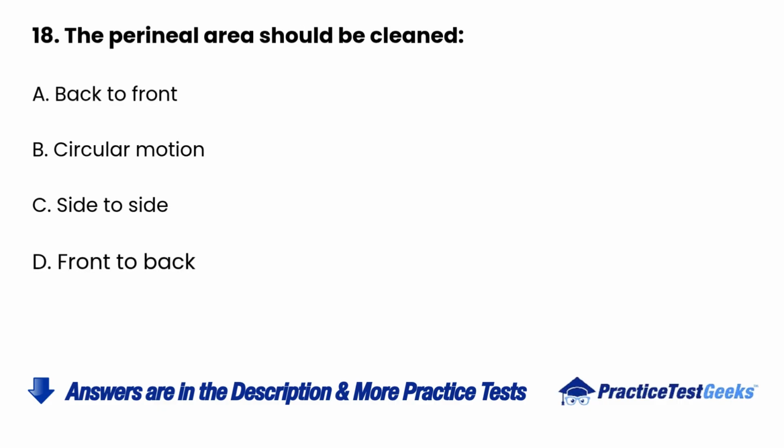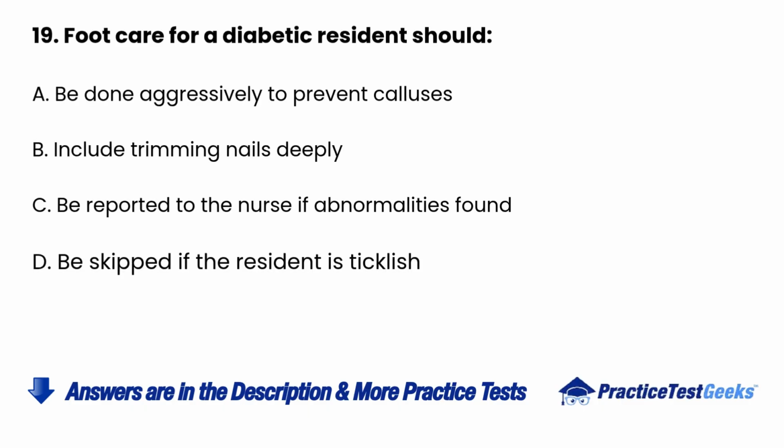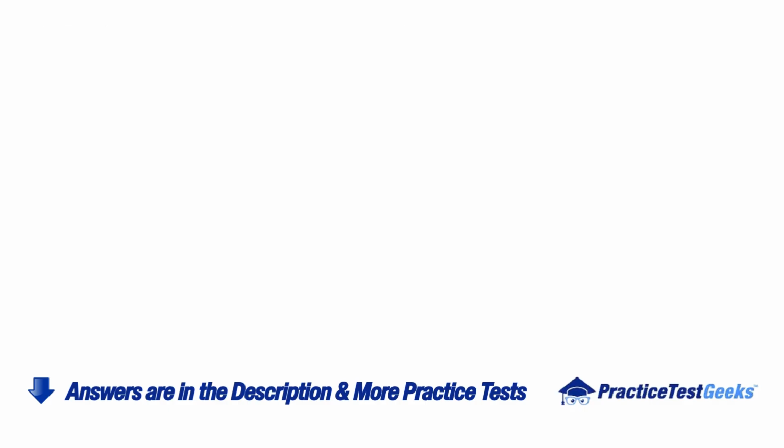18. The perineal area should be cleaned A. Back to front. B. Circular motion. C. Side to side. D. Front to back. 19. Foot care for a diabetic resident should A. Be done aggressively to prevent calluses. B. Include trimming nails deeply. C. Be reported to the nurse if abnormalities found. D. Be skipped if the resident is ticklish.